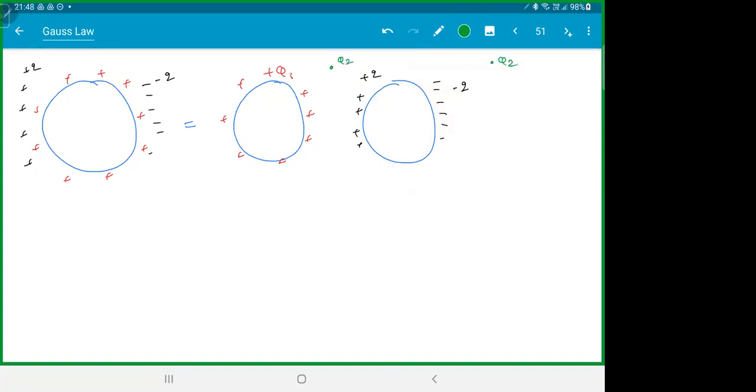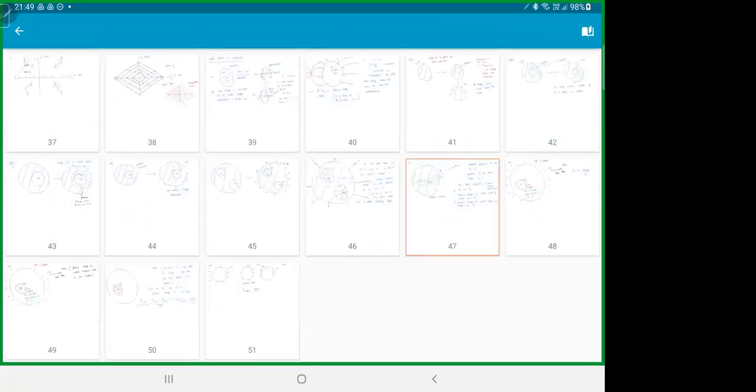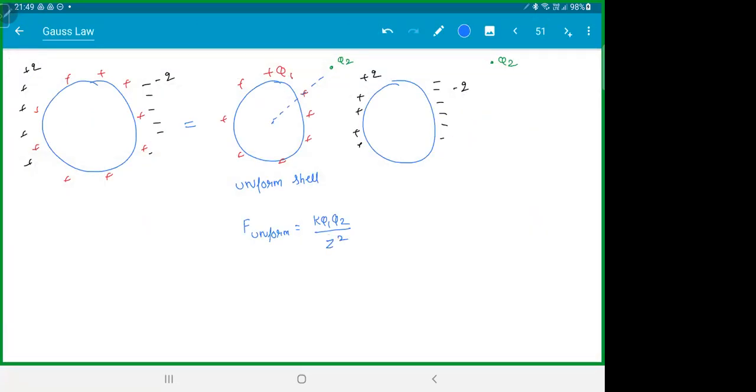The force here due to Q2. So what will be the force between these two? This is like a uniform shell, right? What is the field outside a uniform shell? It acts like a point charge in the center. So due to this uniform charge distribution, the force will be K Q1 Q2 by the distance square, distance from the center, which is Z. Is that clear?